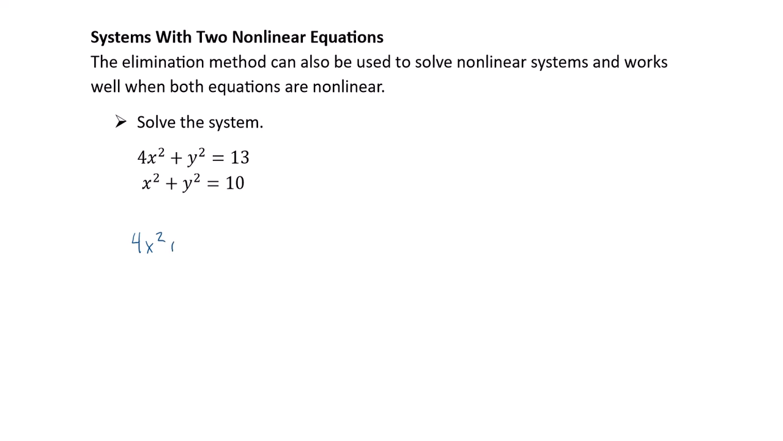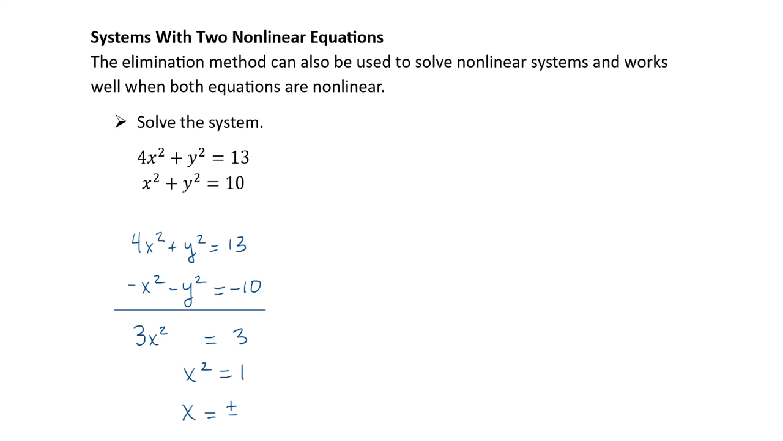So I'll do that. I'm going to copy down the first equation. And then if I multiply the second equation through on both sides by negative 1, I'll have a negative x squared minus y squared equals negative 10. And now I'm ready to add. 4x squared minus x squared is 3x squared. The y squareds go away like we had planned. And 13 minus 10 is going to be 3. So that is x squared equals 1. And then I'll get x equals plus or minus 1.